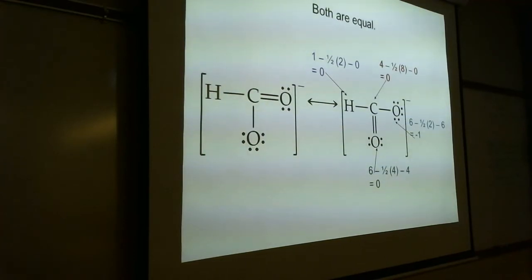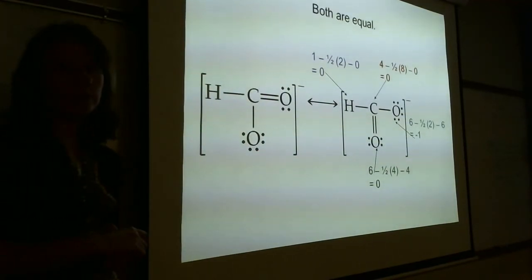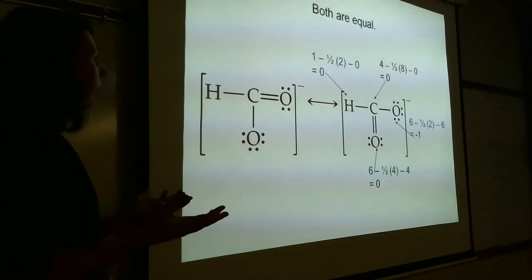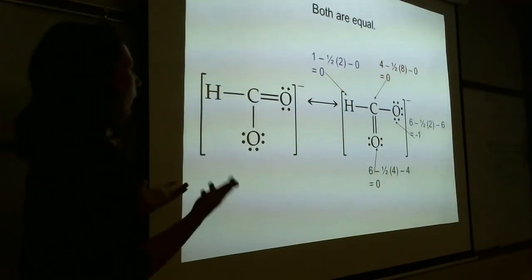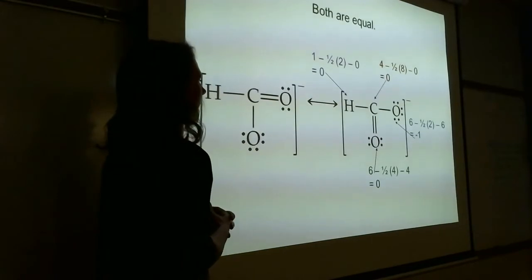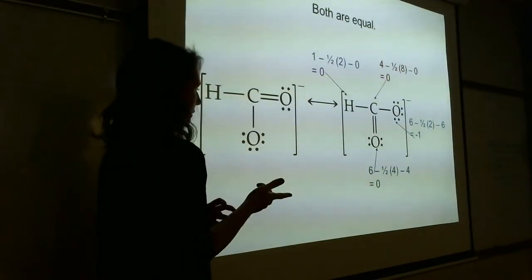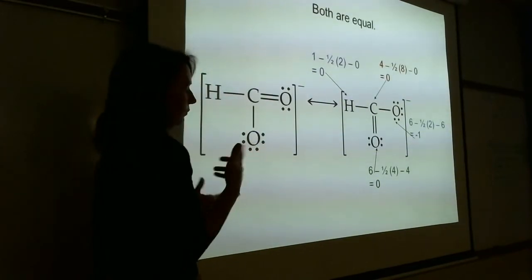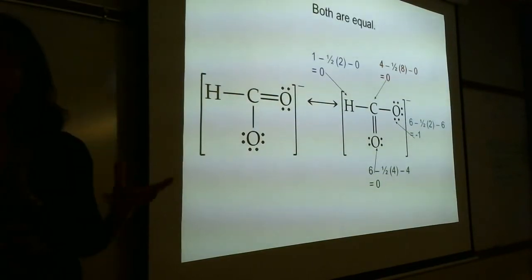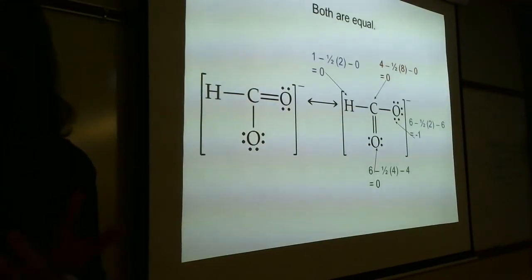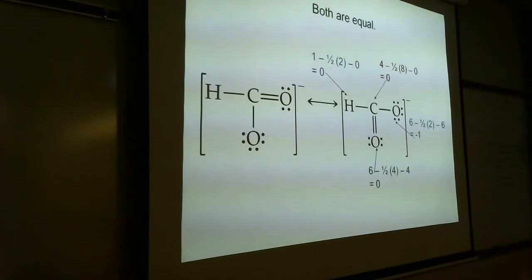Is one of them going to be preferred? The answer is no, right? They're both equally favored because either way you draw it, it's going to add up to be 0, 0, 0, minus 1. So either way, you're not getting anything different, right? So no, in this case, both of them are equally favored. If you made a mistake on this one, do you see where you made it? Any questions on this one?